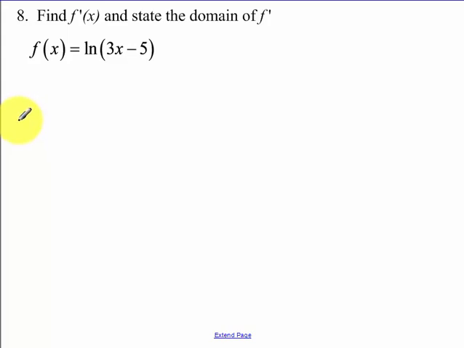Okay, find the derivative and state the domain of the derivative. So my derivative is 1 over 3x minus 5 times the derivative of the inside, which is 3. So that simplifies to this.